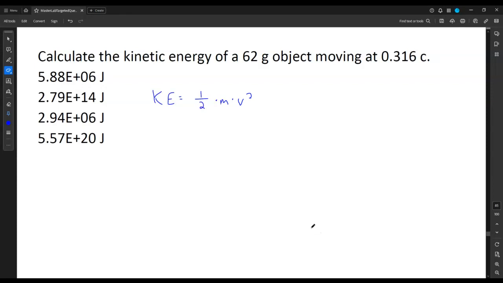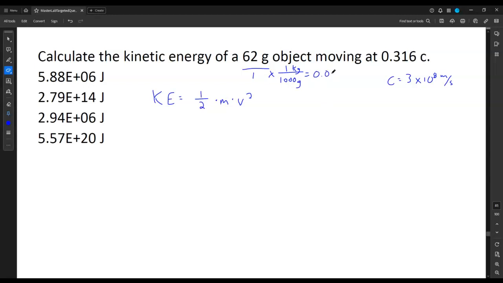Okay, then it's not quite perfect, but we're going to estimate that the speed of light is 3 times 10 to the 8 meters per second. It's actually very slightly less than that. But if c is 3 times 10 to the 8, then 0.316c is going to be 0.316 times that number. So that's going to end up giving us our velocity here. Our mass, we need to be careful, is in grams right now. So we want to keep in mind that it takes 1,000 grams to make a kilogram, right? So kilo or k means 1,000.